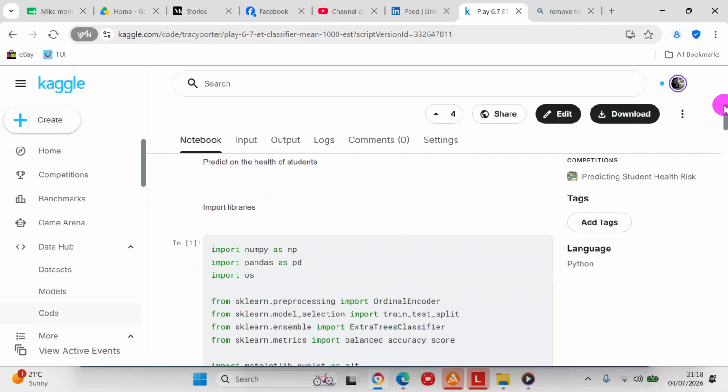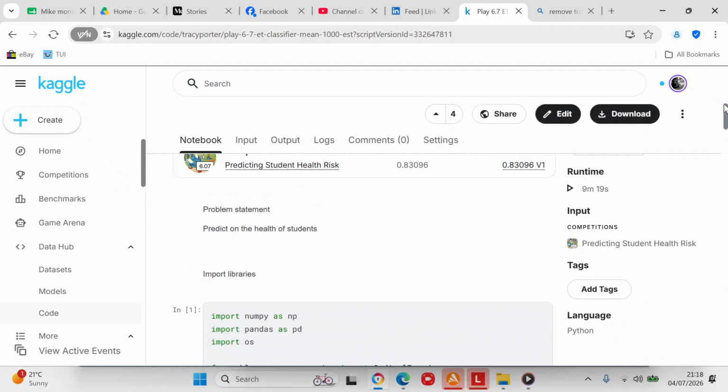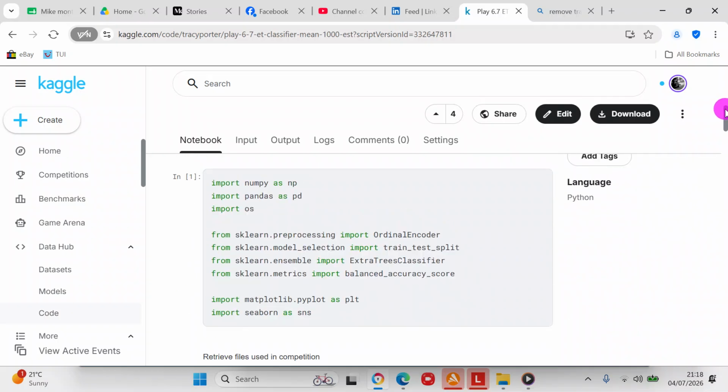First thing that you do is you define your problem statement, which is you're going to predict on the health of students. And then we're going to import our libraries. We're going to import NumPy as NP to perform numerical computations in the program.